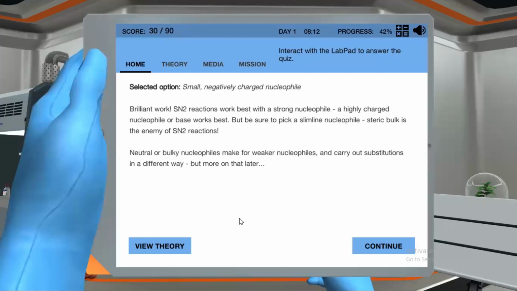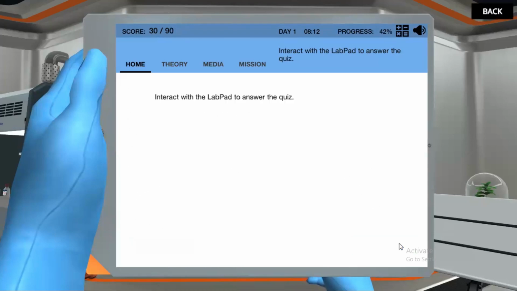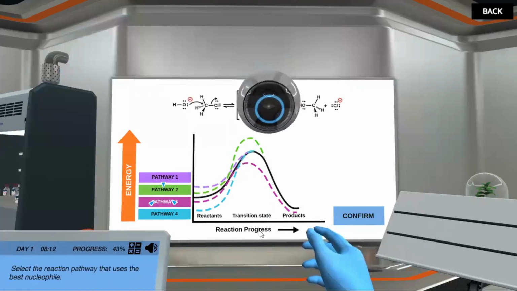Brilliant work. SN2 reactions work best with a strong nucleophile. A highly charged nucleophile or base works best. But be sure to pick a slimline nucleophile. Steric bulk is the enemy of SN2 reactions. Neutral or bulky nucleophiles make for weaker nucleophiles, and carry out substitutions in a different way, but more on that later. Select the reaction pathway that uses the best nucleophile.